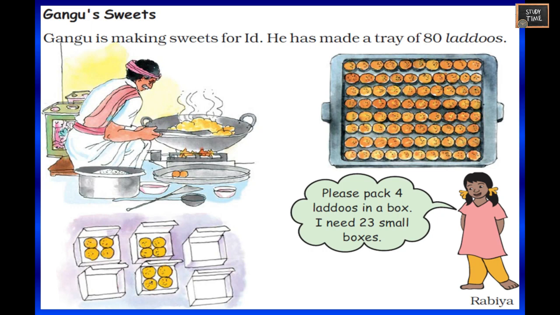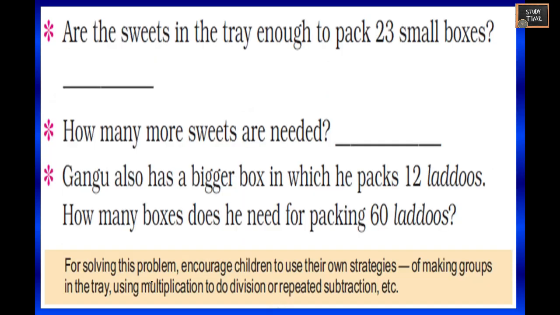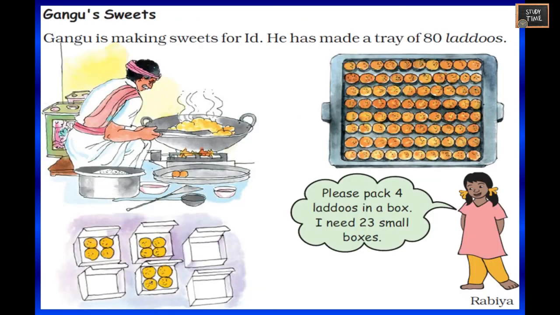Next, Gangu's sweets. Gangu is making sweets for Eid. He has made a tray of 80 laddus. Please pack 4 laddus in a box. I need 23 boxes. Are the sweets in the tray enough to pack 23 boxes? So you have to check.